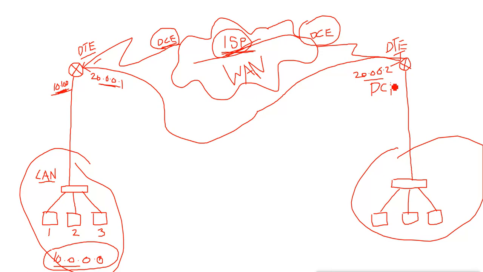If you are doing the configuration like this, then on the DCE side, whether it is on this side or this side, you have to manage the clock rate. If you don't mention the clock rate, then what happens? You will see the link is up physically, but logically it will say down, and the protocol will not match, and you are not able to do the communication.